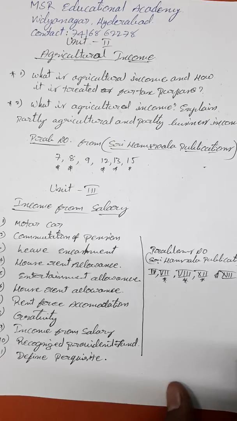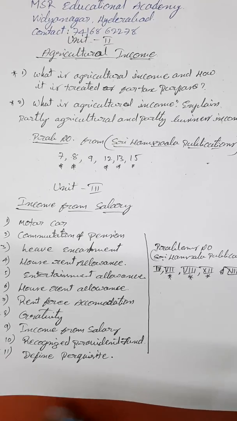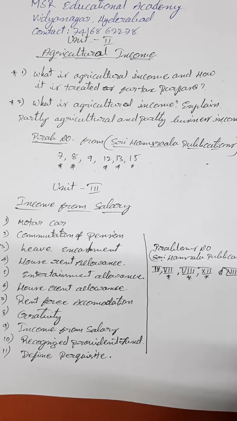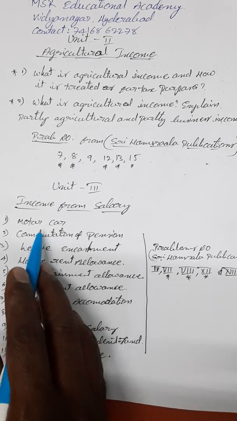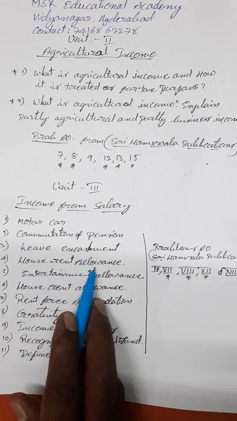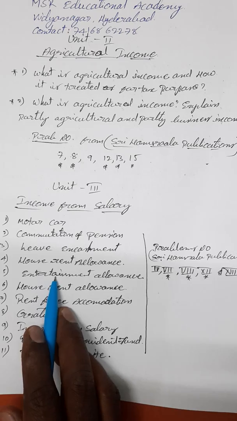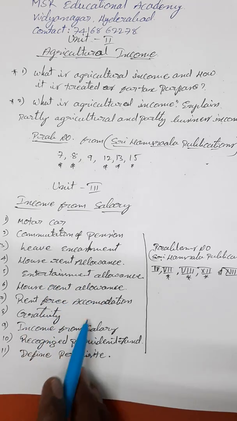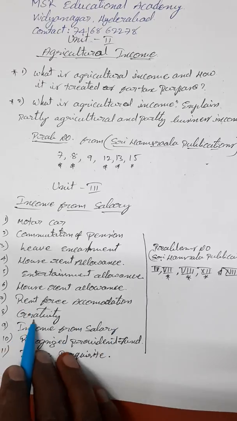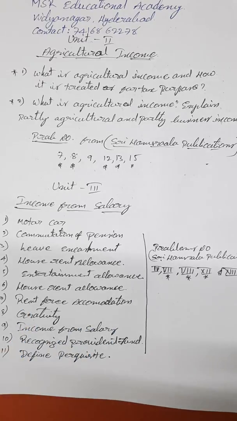Income from salary is a very lengthy chapter, and there are many questions from this chapter. I have given some of the important ones: motor car, commutation of pension, leave encashment, house rent allowance, entertainment allowance. House rent allowance is repeated again and again. Also rent free accommodation, gratuity, income from salary, recognized provident fund, and defined perquisite.